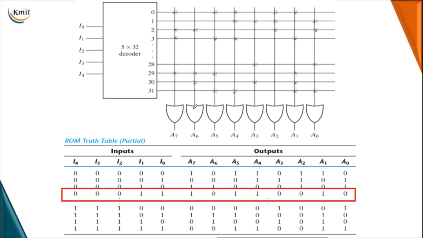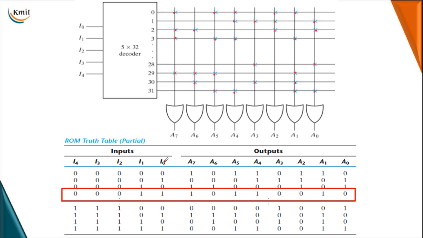Once it is programmed, the logical 1 is denoted with this cross mark. If there is no symbol on your intersection point, it denotes that a logical 0 is stored. For example, now I have given this truth table of your PROM. The programmer programs it only once, after that it cannot be reprogrammed.